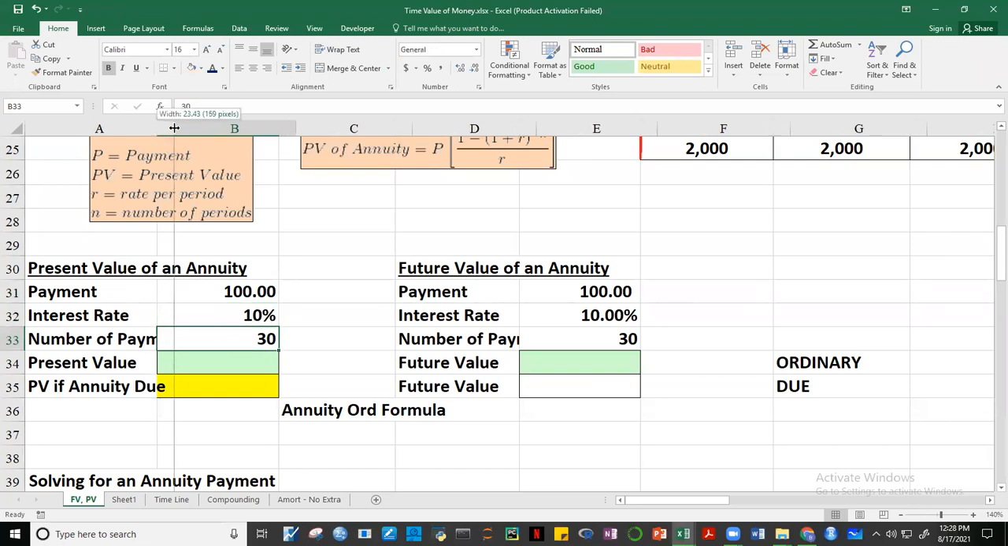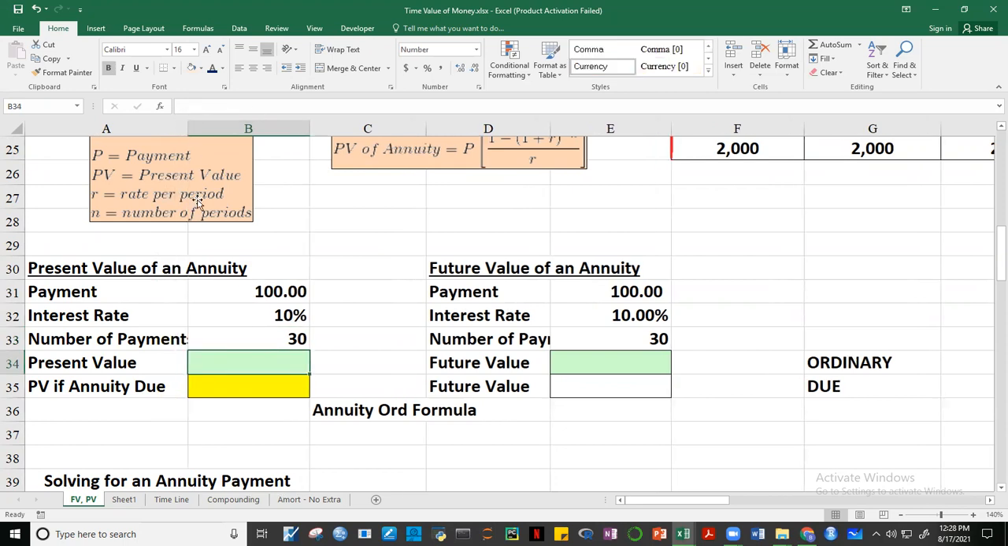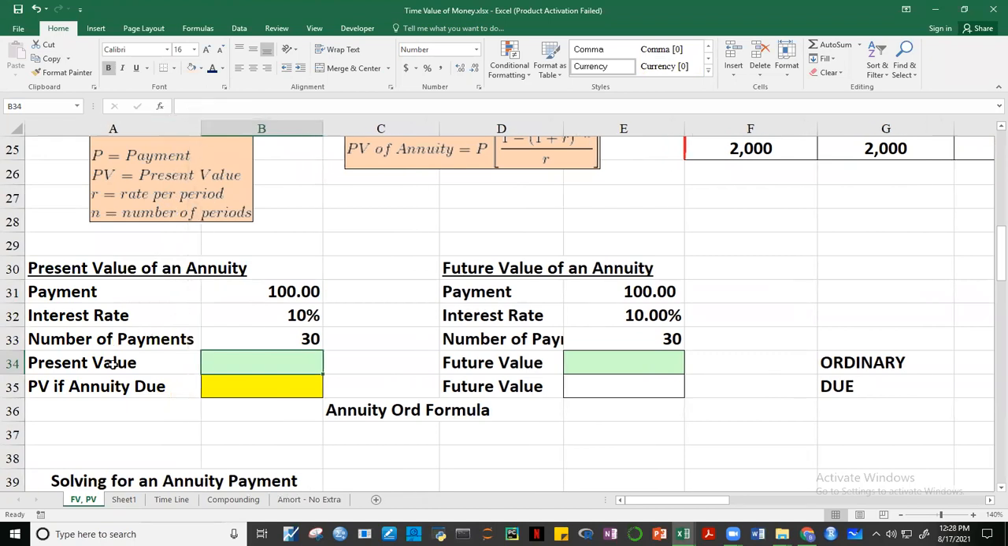Okay, so let's compare the present value if it's ordinary. By the way, guys, if it is not mentioned whether it's ordinary or due, always assume that it's annuity ordinary. Okay, because that's more common. If it doesn't mention whether it's annuity ordinary or annuity due, then always assume that it's annuity ordinary.